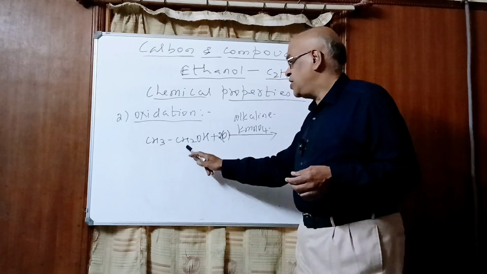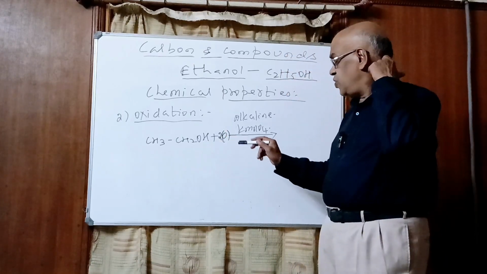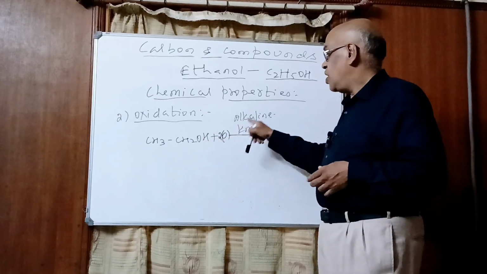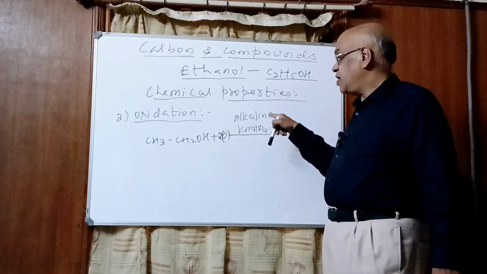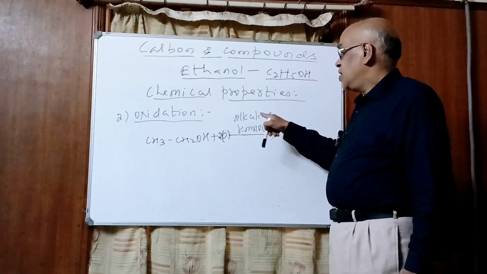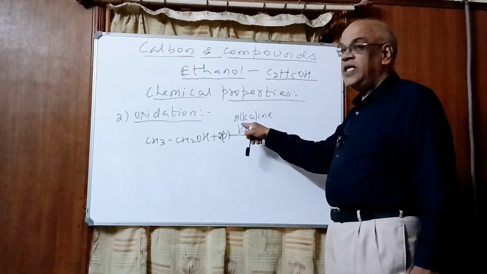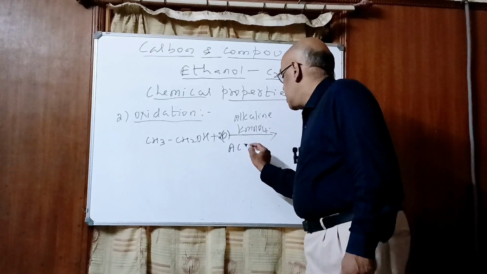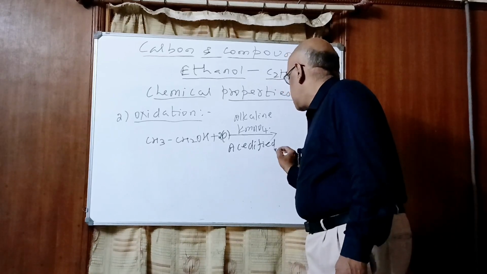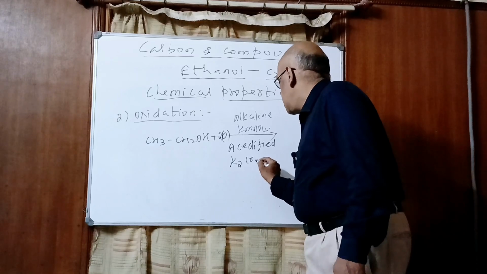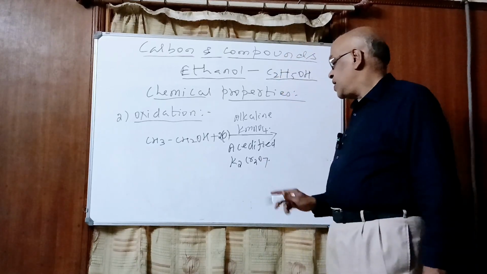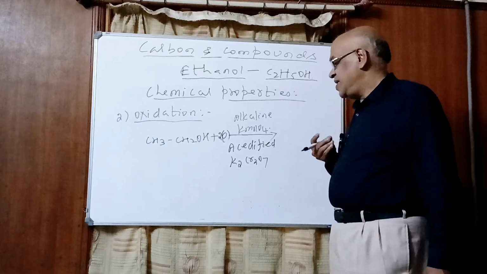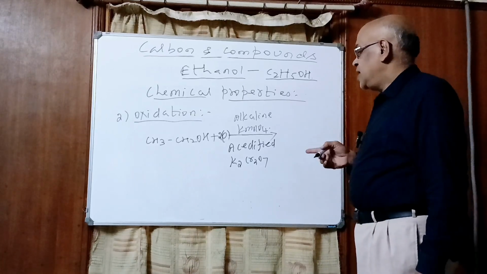I will write CH3CH2OH, not C2H5OH, just to show the reaction that takes place. Oxidation means addition of oxygen in the presence of a strong oxidizing agent like alkaline potassium permanganate. What is alkali, children? A water soluble base. So aqueous potassium permanganate containing sodium hydroxide is called alkaline potassium permanganate, or acidified potassium dichromate, K2Cr2O7, which we discussed yesterday. Potassium dichromate containing sulfuric acid is called acidified. Acidified means containing some amount of acid, that is sulfuric acid.